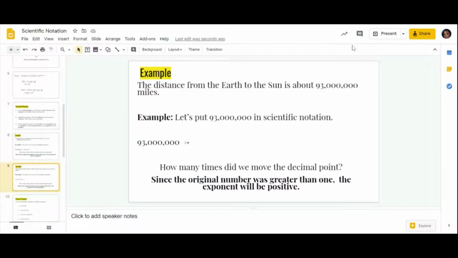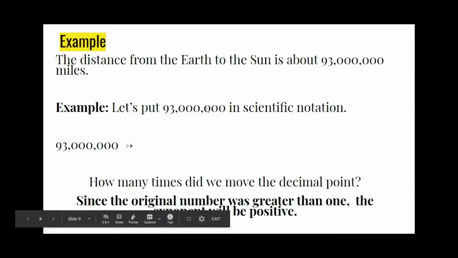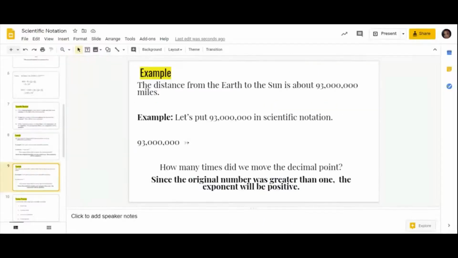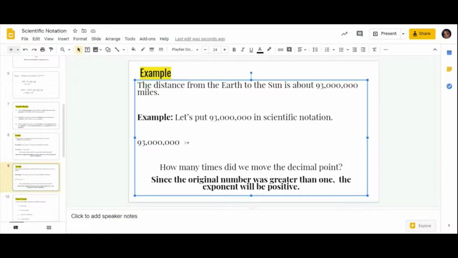Let's try that again. The distance from the Earth to the Sun is about 93 million miles. So now let's put 93 million into scientific notation. First things first, if you can't see the decimal point, it is always behind the last digit of the number. Okay?